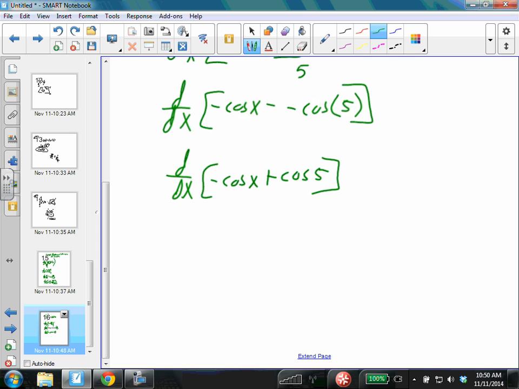Now, what is the derivative of negative cosine? Sine x. What is the derivative of cosine of 5? 0. Why is it 0? There's no variable anywhere. This is a constant. You can put cosine of 5 into your calculator if you want to, and you can change it into some decimal number, right? Just because it says cosine does not mean that we're dealing with a variable there. So that's just a constant. So when we take the derivative, it goes away. So we're left with sine of x.